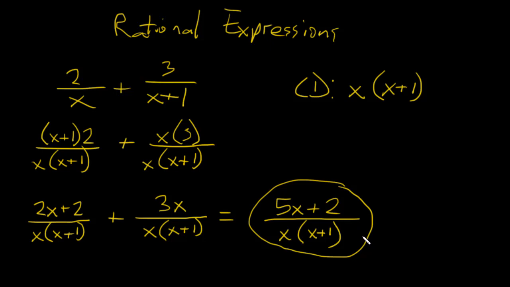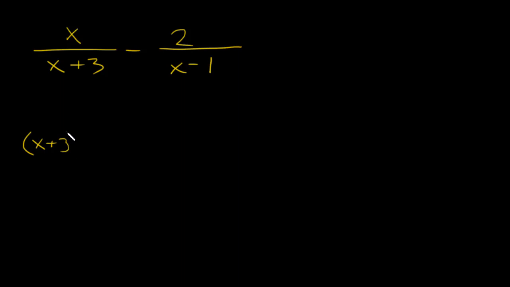Next, let's look at actually subtracting them. Okay, so let's do another example, a little more complicated. Let's try x over x plus 3 minus 2 over x minus 1. Alright, let's build the common denominator first. So x plus 3, x minus 1, just multiplying them together. X plus 3, x minus 1.